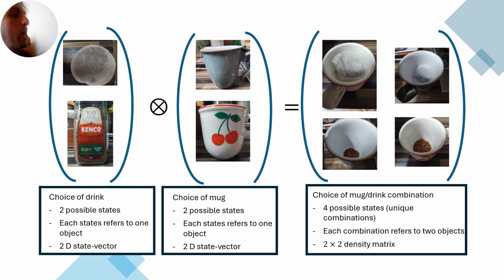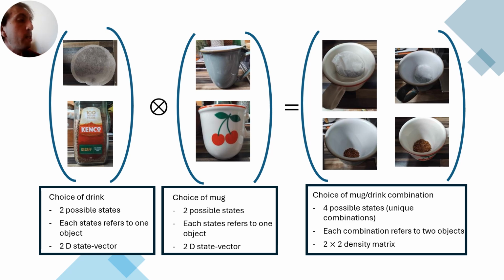And the question is, how many unique combinations of the mug and the drink are there, such that whatever drink I have in whatever mug, that mug of the drink will be represented somewhere in the states of the system, the state of the composite system. And because we've got 2 drinks and 2 mugs, there are 4 unique combinations. I could either be having tea in the large mug, tea in the small mug, coffee in the large mug, or coffee in the small mug. So there are 4 unique combinations, or if you like, 4 states from my overall system, or my composite system.